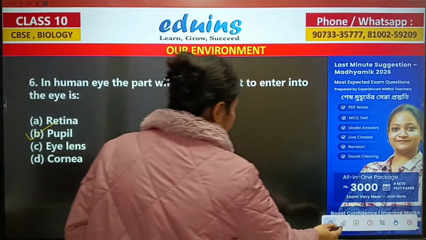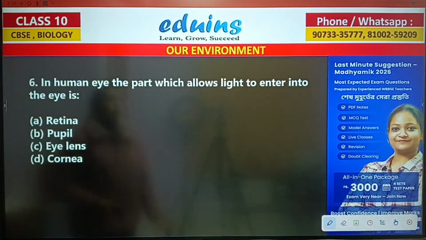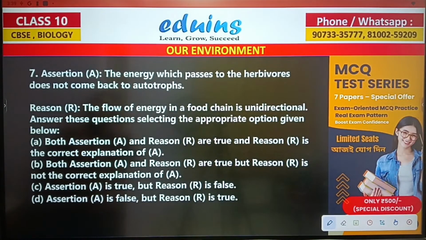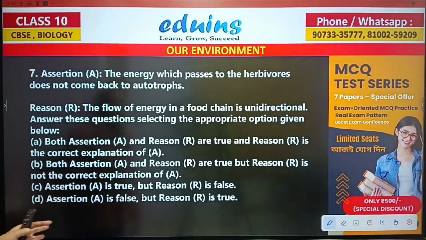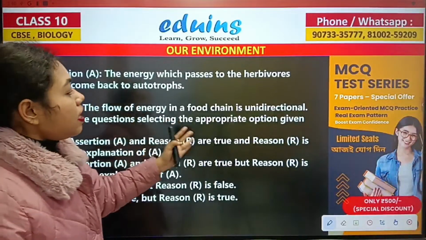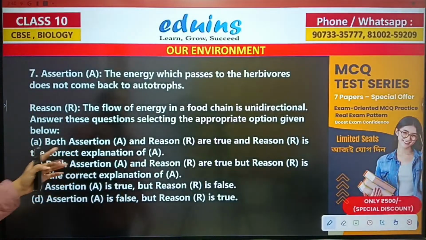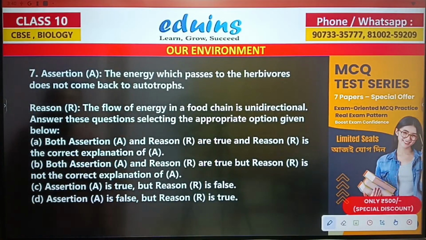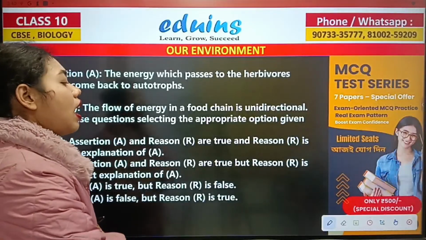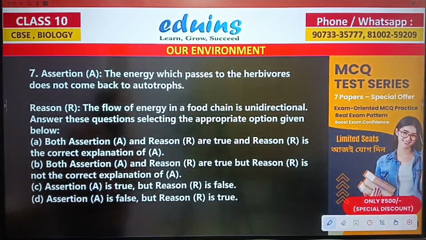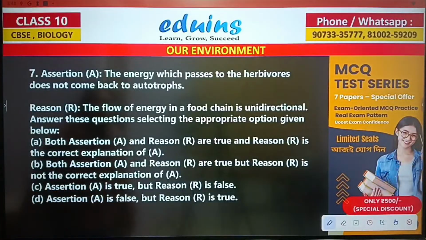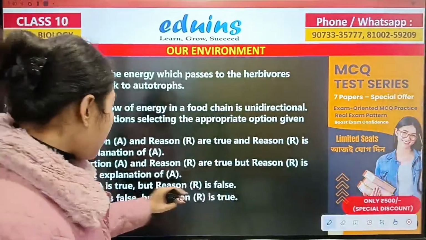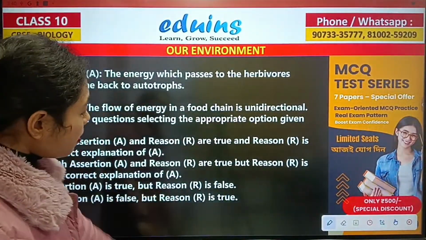Okay, let's move to the next question. Assertion: the energy which passes to the herbivores doesn't come back to autotrophs. Reason: the flow of energy in a food chain is unidirectional. Answer this question selecting the appropriate option given below. Option A: both assertion A and reason R are true, and reason R is the correct explanation of A. Option B: both are true, but reason R is not the correct explanation of A. Option C: assertion A is true, but reason R is false. And the last option: assertion A is false, but reason R is true.